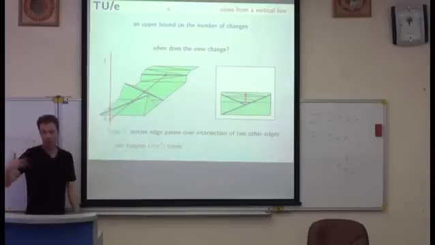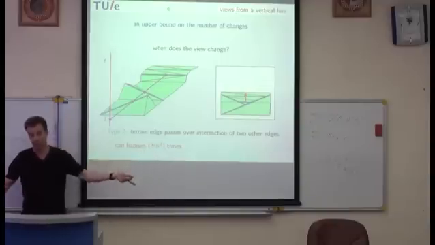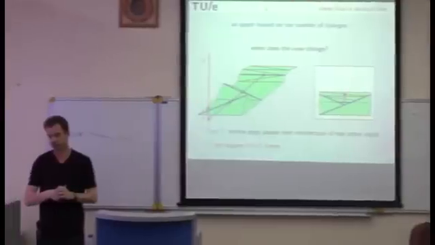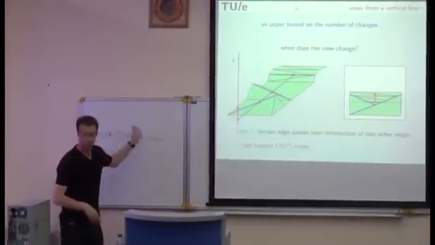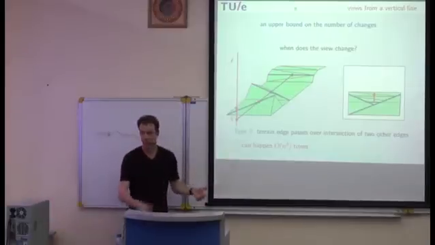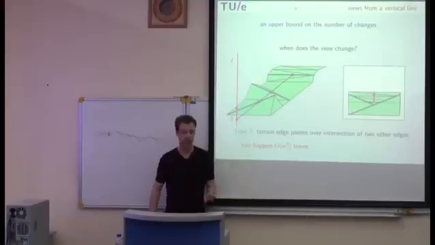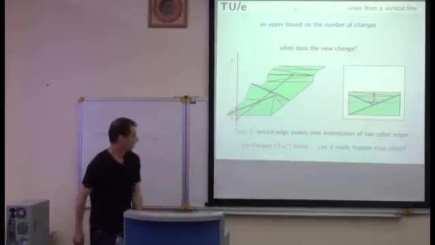But I'm looking at a triple of edges, so I can have n to the power 3 different triples. So potentially, this happens n to the power 3 different times. Okay? Our lower bound was n squared, or maybe n squared alpha n. So now the question is, can we come up with an example where this really happens n to the power 3 times? And the answer is no. And we're going to prove that using some bounds on envelopes.